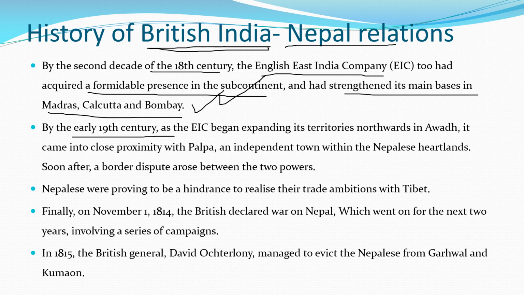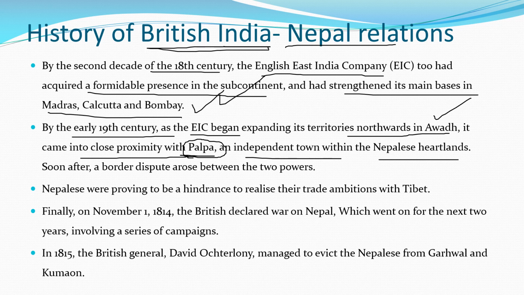And by the early 19th century, the East India Company began expanding its territories northwards. Okay, so first in Awadh, and after that, further north, as they started expanding their territories, they came in close proximity with Palpa. So this Palpa was an independent town within the Nepalese heartlands. Okay, so this town was in the Nepalese territory.